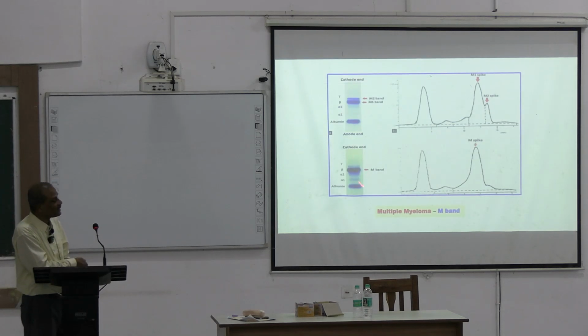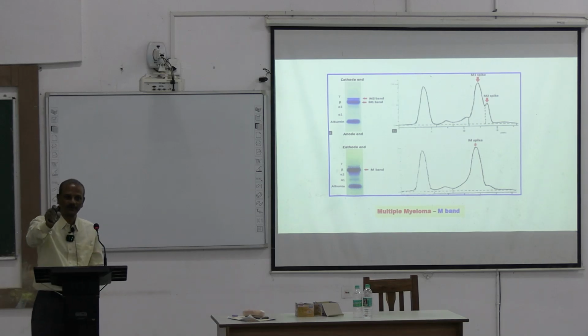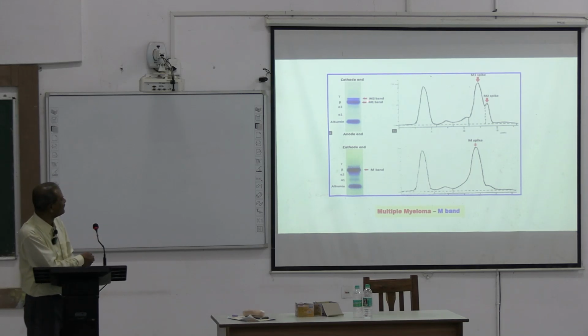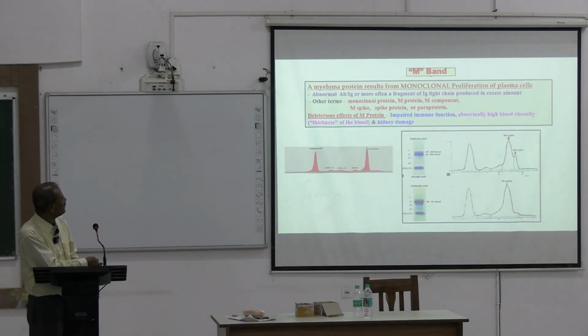So you see, this picture will come, there will be a spotter for this. What is the diagnosis? This is the band, you see at the beta position there is a band. So this is a beta myeloma. You see the peak here, the M band. So the M band is corresponding here.